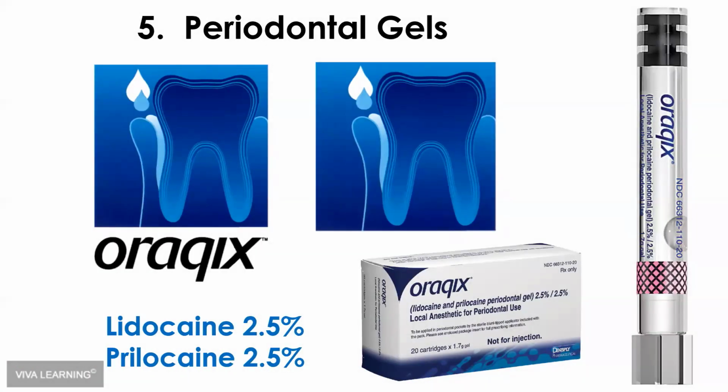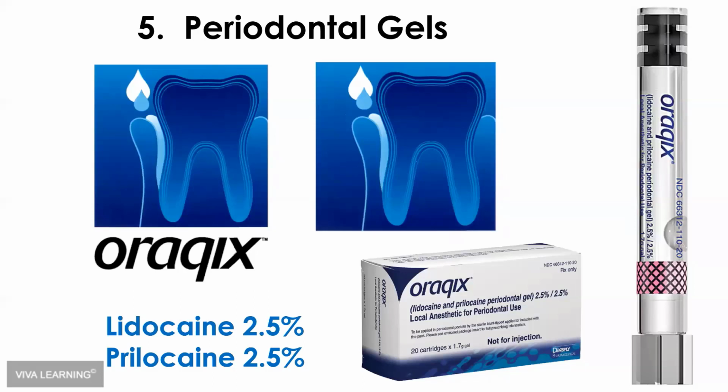There is a class of local anesthetics called periodontal gels. There's 3 that I know of on the marketplace. I'll show you just one of them because I think it's by far and away a better product. This one is called Oraqix. There's also Hurricaine and Cetacaine. They are the exact same type of product.